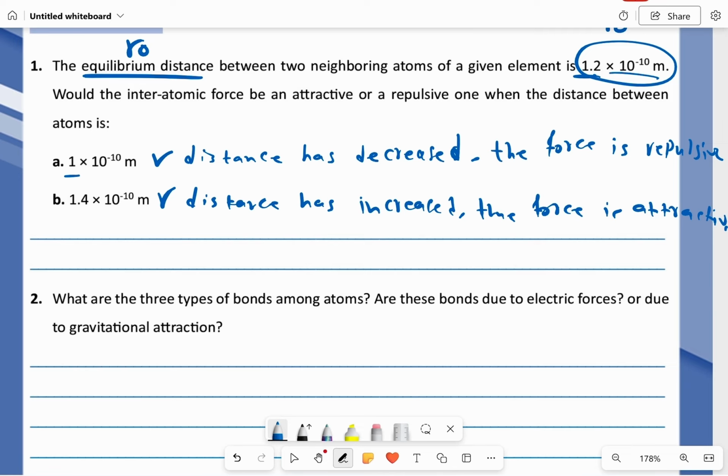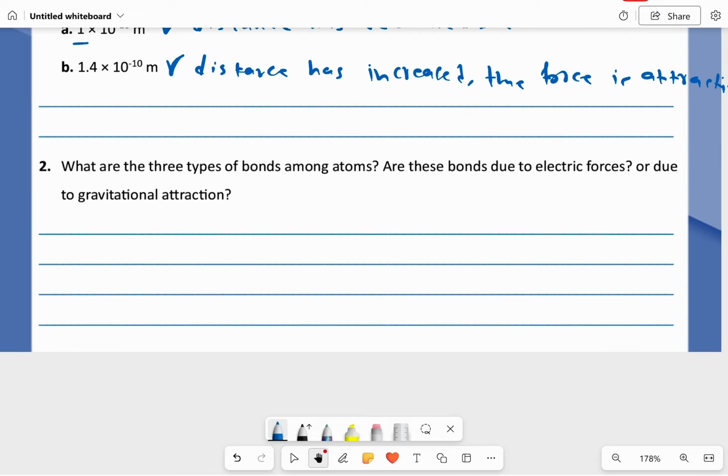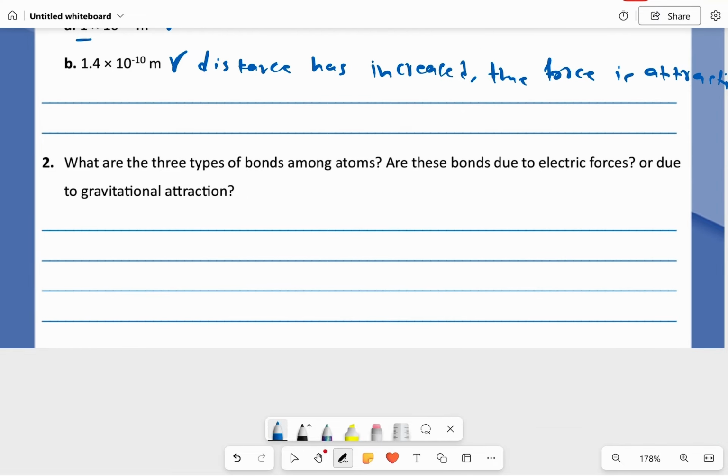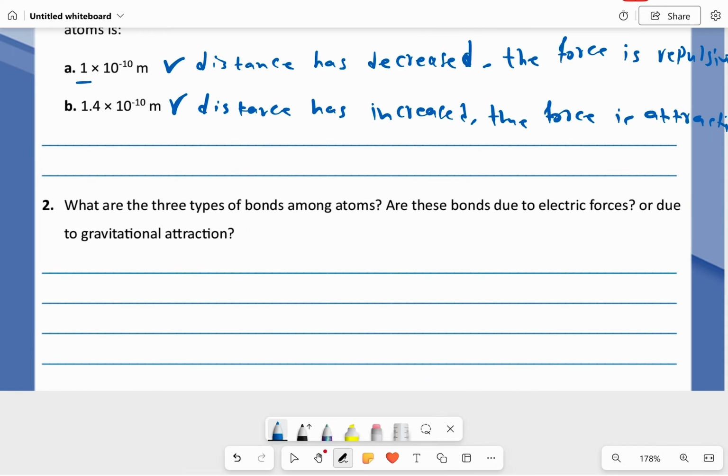Now, what are the three types of bonds of atoms? Are these bonds due to electric forces or due to gravitational forces? Remember, we had three bonds. We had ionic, covalent, and metallic bonding. Are these, the second part of the question, due to electric forces or gravitational attraction?